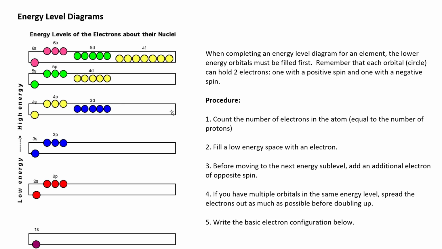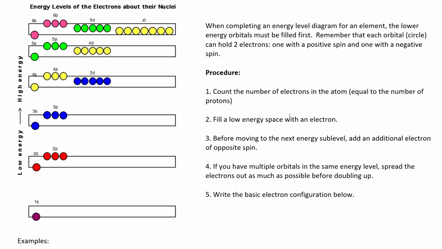So this is an energy level diagram. When completing an energy level diagram for an element, the lower energy orbitals must be filled first. That makes sense. When we previously did our Bohr-Rutherford diagrams, we started on the first energy level and then we filled up the next energy levels sequentially. Remember that each orbital, or each circle here, can hold 2 electrons, one with a positive spin, up spin, and one with a negative spin, down spin.